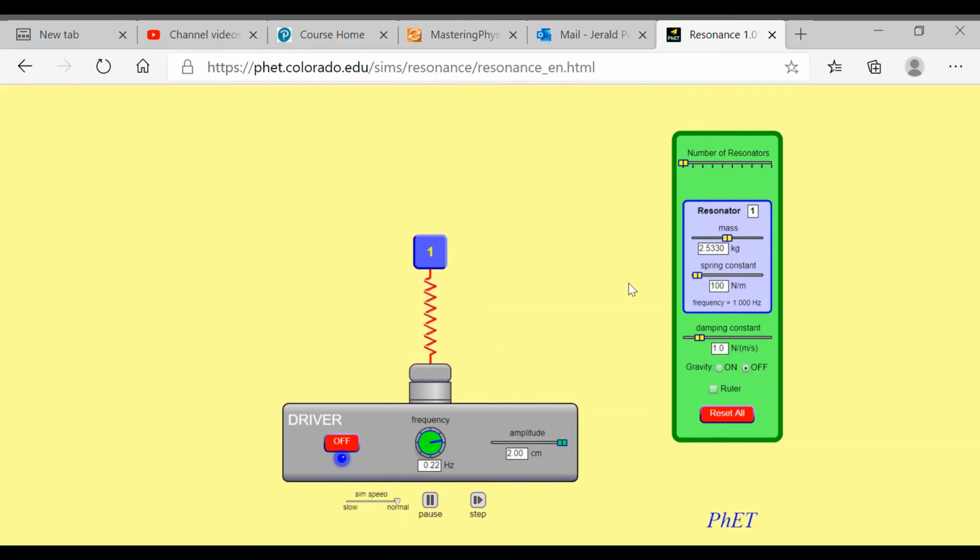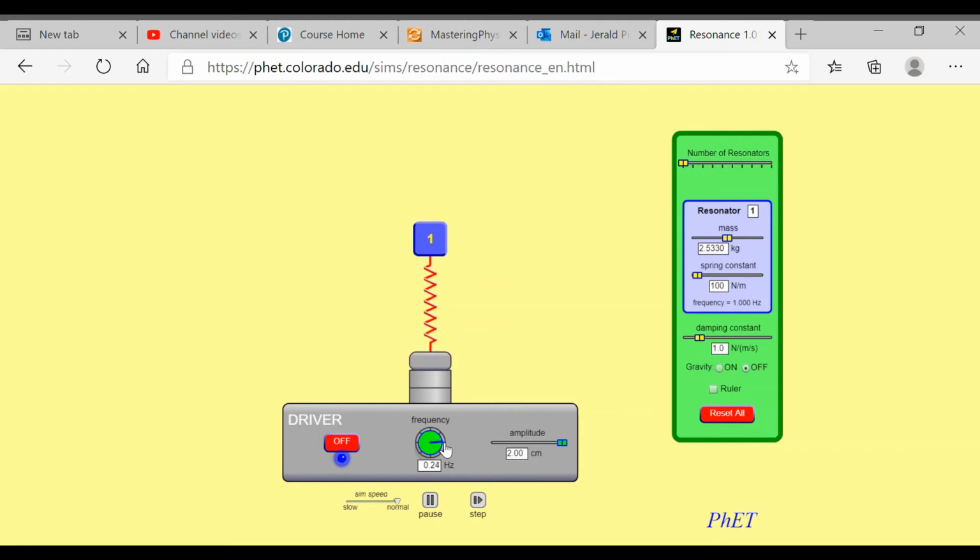Okay, now notice over here the resonator, that's the spring and the mass. It has a calculator in there that calculates the natural frequency, and the natural frequency is set so that it's 1 hertz, 1 cycle per second. But notice we're not matching that. We're only at 0.2 hertz or 0.2 cycles per second. So as a result, we don't have any resonance right here.